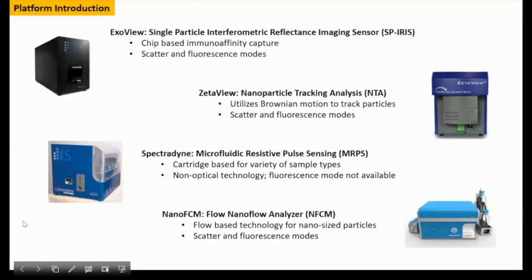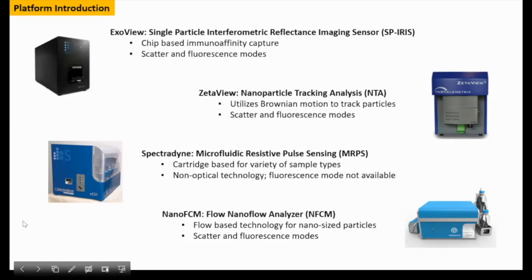Third, we have our microfluidic resistive pulse sensing, or MRPS, which counts and sizes particles as they pass through a pore between microfluidic chambers. Now, occlusion of the pore results in a measurable change in electrical signal, which defines an event, and this event is proportional to the volume of the particle. For this technique, we use different disposable cartridge pore sizes to detect particle populations within different size ranges.